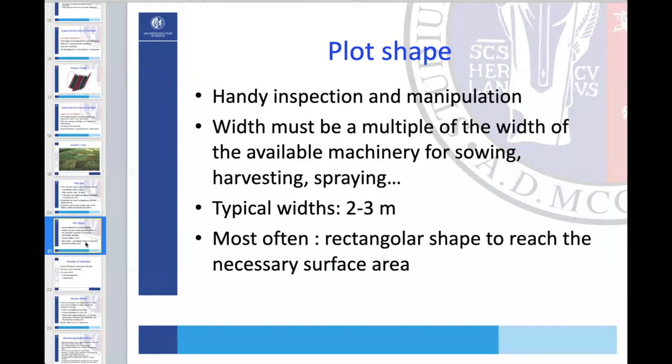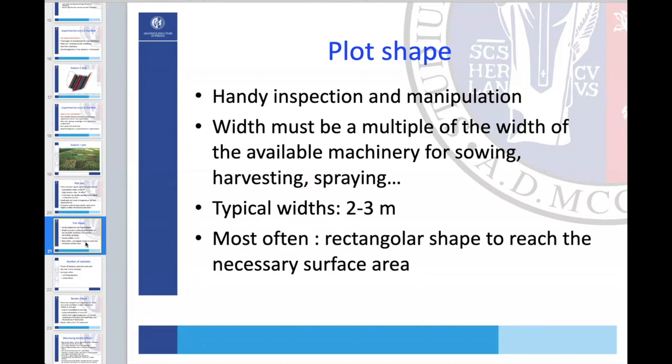The plots are usually of rectangular shape, and there is one important reason. We need to select a width which is proportional to the width of the machinery we use for sowing, harvesting, spraying. Otherwise, we have to go up and down several times, which is not really handy, and it may give some sort of imprecision, which is what we wanted to avoid.